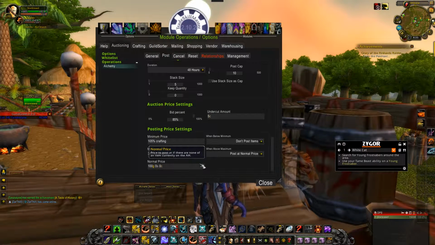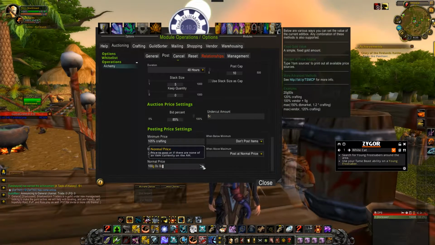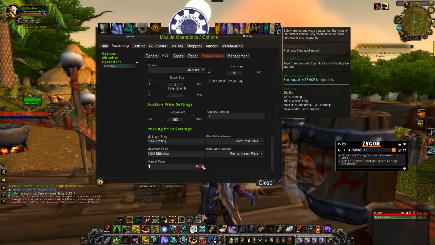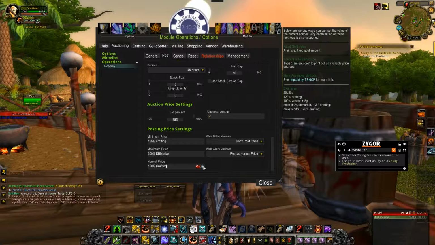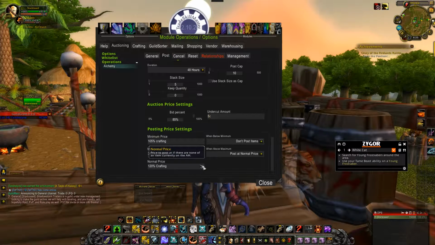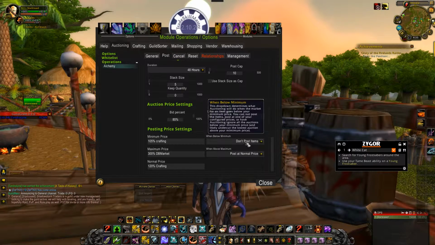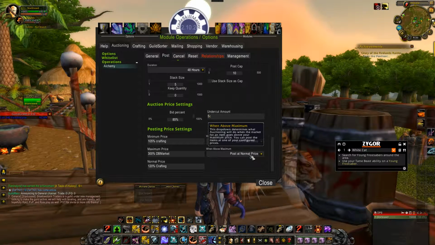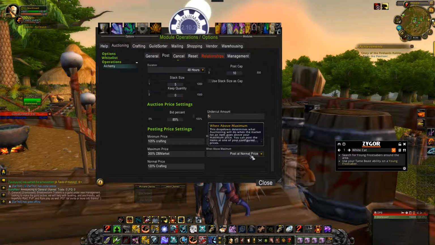All right, the normal price. Well, as above, I've used a similar operator for my normal price, except I had to change this for one purpose or another, testing something out. So, it should be 120% crafting. Finally, I've told TSM what to do if the auction house prices are below the minimum or above the minimum. Like, don't post items if they're below the minimum. If they're above it, post at normal price. And if they're above the maximum, post at the maximum pricing of my operations.